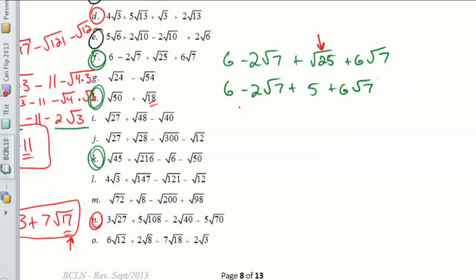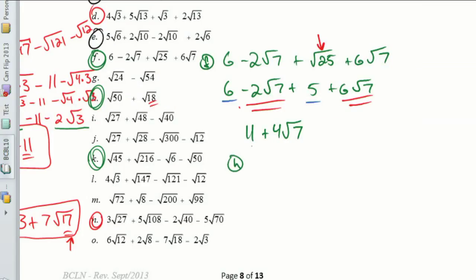After that, I can combine any like terms I have. So like terms, I have just an integer 6 and an integer of 5, so I can combine those. I have this 2 root 7, and then I have 6 root 7s. Because my radical is the same, I can combine those as well. So 6 plus 5 is going to give me 11. I have negative 2 root 7 plus 6 root 7, so it's going to give me positive 4 root 7. So that was F.